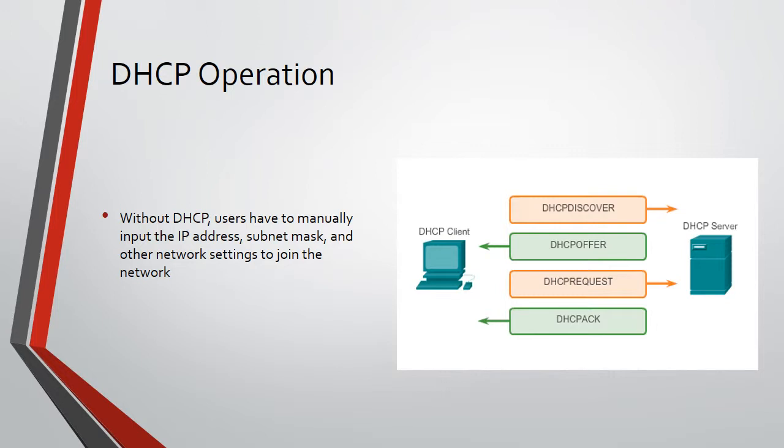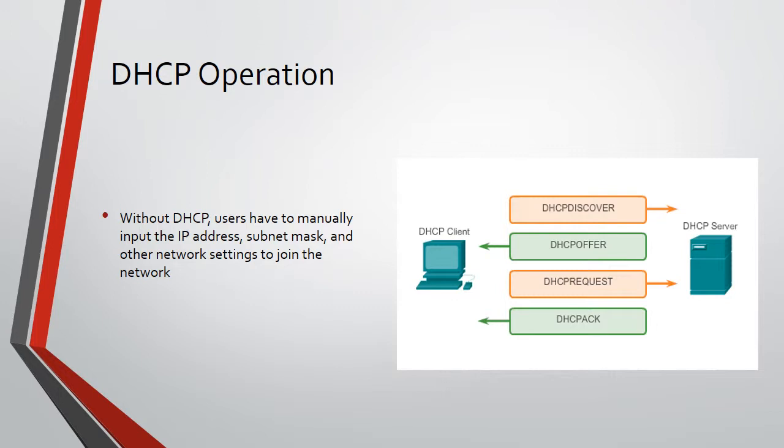DHCP operation. Without DHCP, users have to manually input the IP address, subnet masks, and other network settings to join the network. As shown in the figure, when a DHCP configured device boots up or connects to a network, the client broadcasts a DHCP discover message to identify any available DHCP servers on the network. A DHCP server replies with a DHCP offer message, which offers a list to the client.